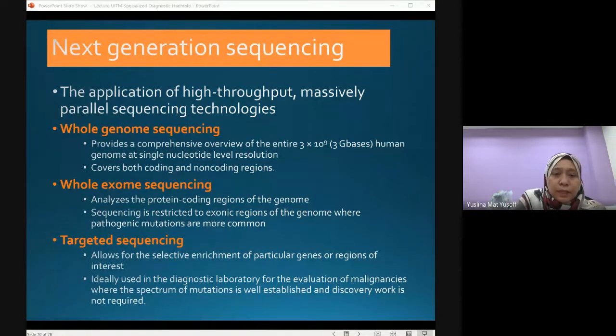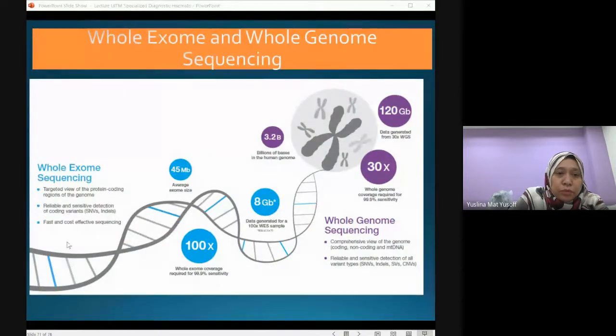Whole exome sequencing analyzes the protein coding sequences of the genome, and the sequencing is restricted to exonic regions of the genome where the pathogenic mutations are more common. And targeted sequencing allows for the selective arrangement of particular genes or regions of interest. This is usually more cost effective, and it is ideally used in the diagnostic lab for the evaluation of malignancies where the spectrum of mutations is well established and the discovery work is not required. Whole genome and whole exome are usually more suitable for research, and for diagnostics, targeted sequencing is more suitable.